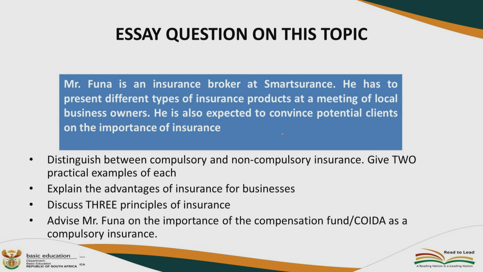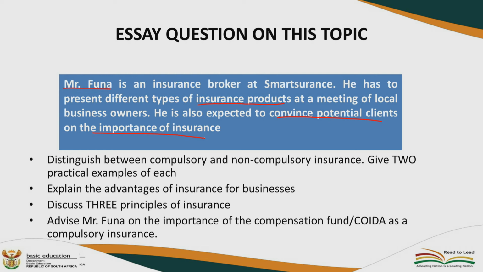Let us look at the essay question on this topic. Mr. Funa is an insurance broker at Smartsurance. He has to present different types of insurance products. So the essay is about insurance, because Mr. Funa must present different types of insurance products at a meeting of local business owners. And what is expected of Mr. Funa? He's expected to convince potential clients on the importance of insurance.